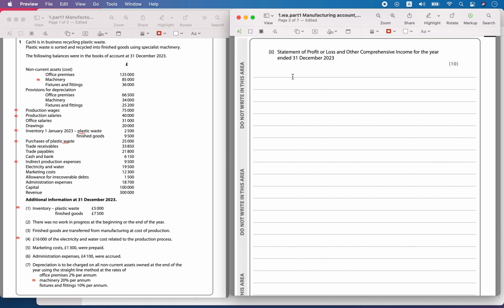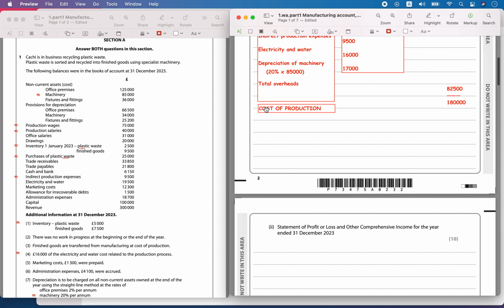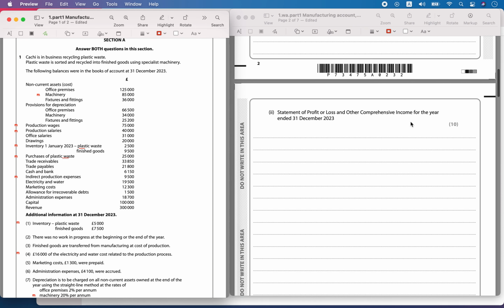Hello, today we are going to solve the Jan 2024 question number 1, part 2, statement of profit loss and other comprehensive income for the year ended 31st December 2023. Chachi is in the business of recycling plastic waste, and we had already solved the first part of the question where we had calculated the cost of production for the manufacturing account. Now let's prepare the profit and loss and other comprehensive income for this year.